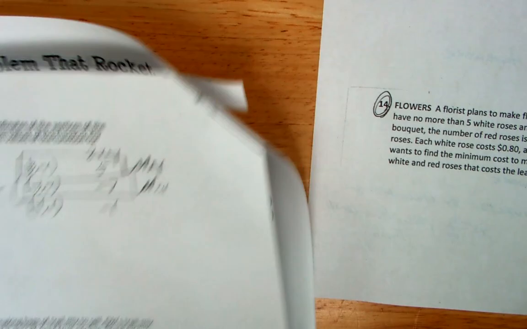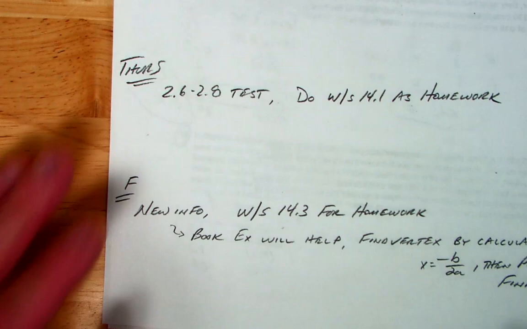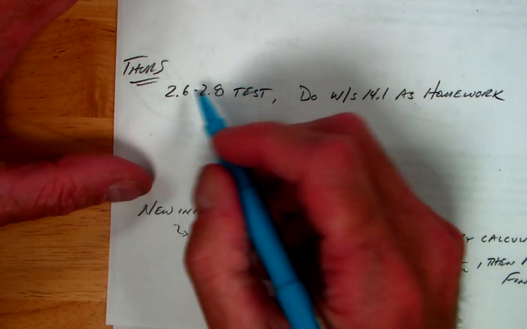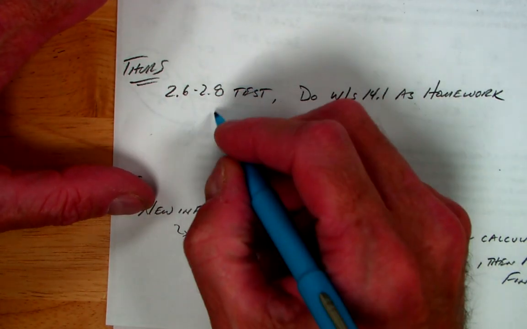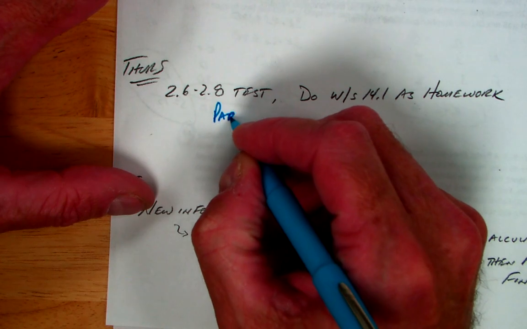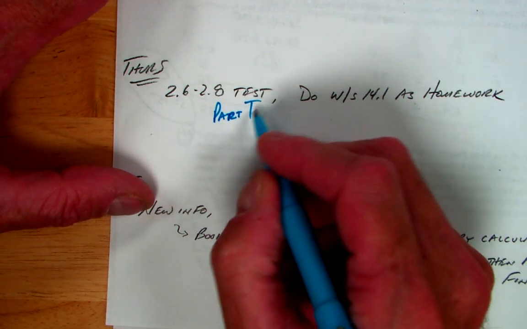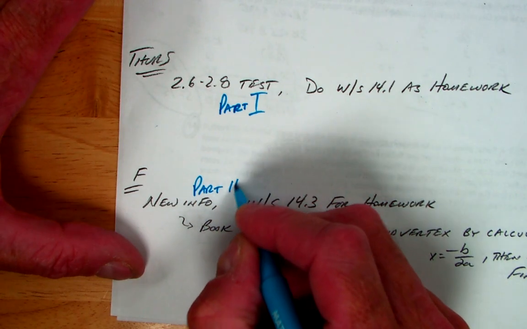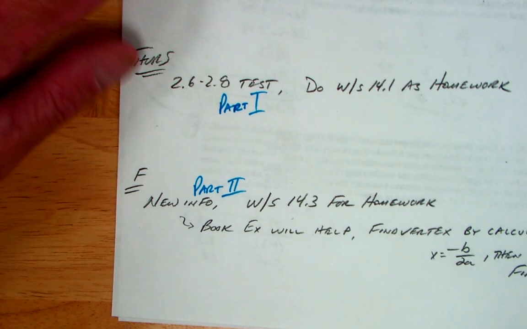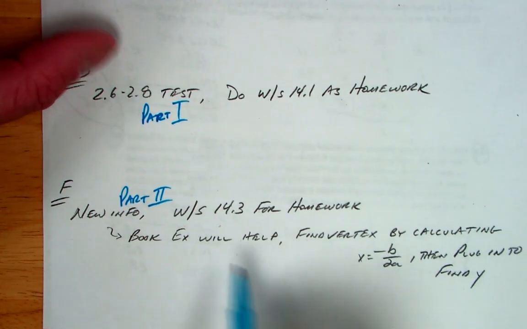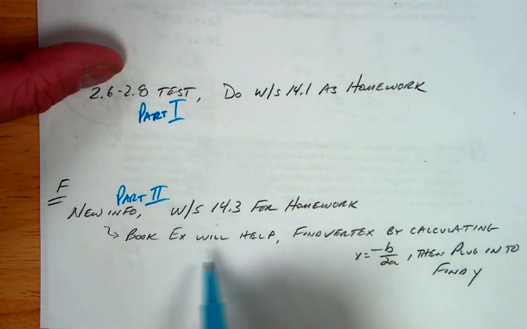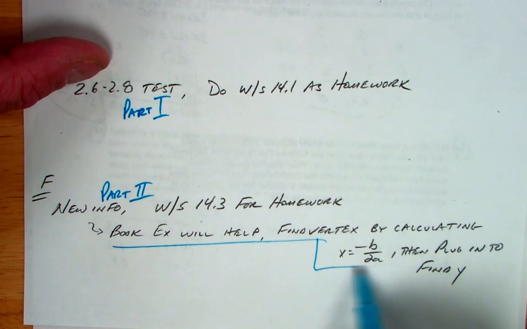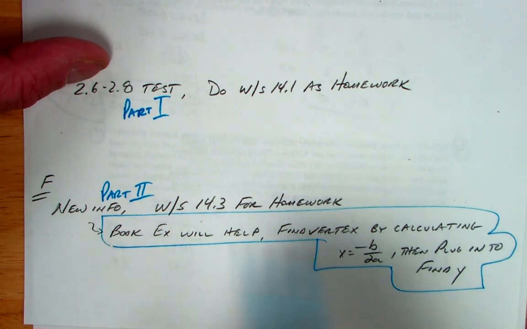Okay, other deviations. The test I turned into a 2-day test. So this is 2.6, 2.8 test, part 1. It's the largest of the 2 parts. And we're going to do part 2. And I'm not quite sure how much time we're going to have to develop this new information, but I will do a video tomorrow and post.